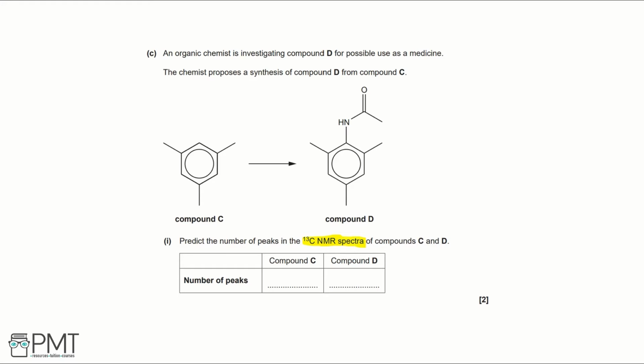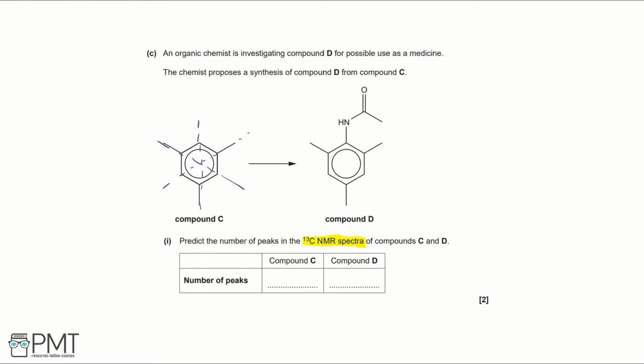And whenever you're looking at spectra and you're trying to work out the number of peaks, the first thing you need to do is look at symmetry. So if we start with compound C, we have a line of symmetry here, we have a line of symmetry here, and we have a line of symmetry here. So 3 lines of symmetry.